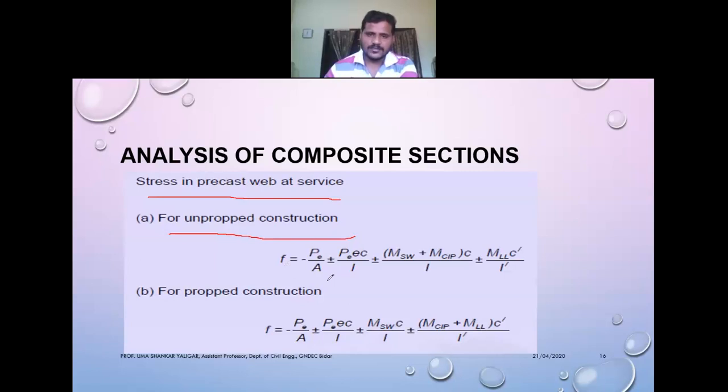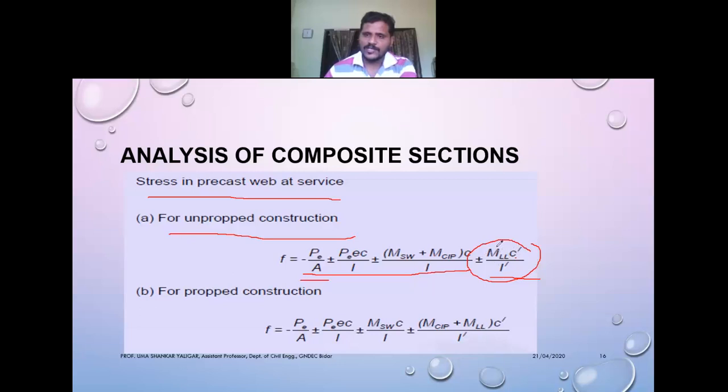The formula will look the same as your previous formula, but the only thing is that due to the application of live load you will get the stress due to the live load. Here C dash is the distance between the neutral axis and the extreme fiber, and I dash is the moment of inertia. Why is it I dash and C dash? Because now it is behaving as a composite section, but before this, it is not behaving as a composite section. That's why we need to take this moment due to the live load.